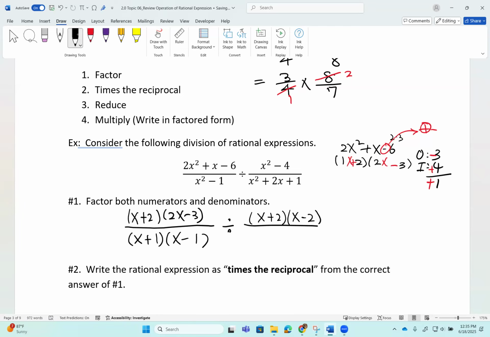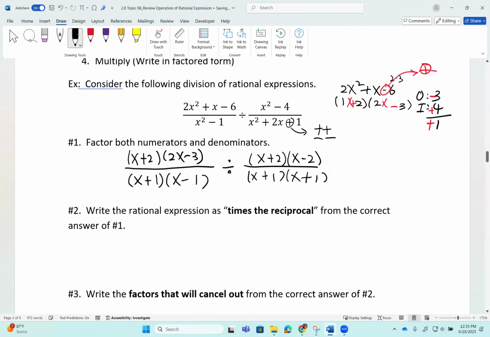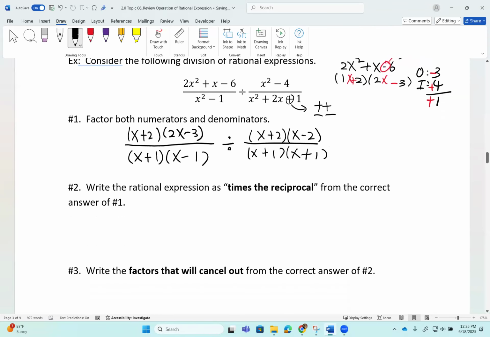x squared plus 2x plus 1, that's a trinomial. So for the 1 on the back, I gotta use 1 and 1. For the x squared up front, I gotta use x and x. So my outer is 1x, my inner is 1x. 1x and 1x combined will be 2x. So since the last term is positive, the two signs in the parentheses are either plus plus or minus minus. So I will use plus this time because my middle term is a positive. So once I've factored, then I will write my expression as times the reciprocal. So the first rational expression stays the same.